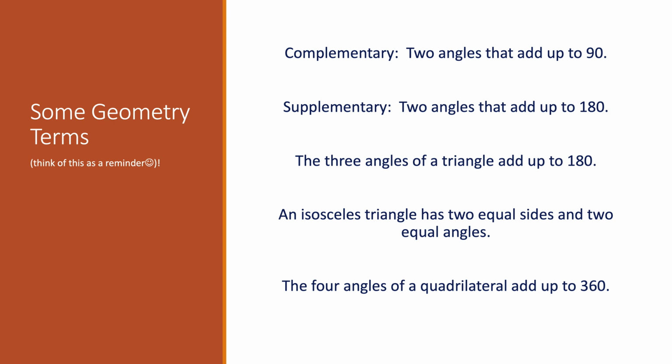The three angles of a triangle always add up to 180 degrees. An isosceles triangle has two equal sides and two equal angles, okay? It comes from the Greek word iso, meaning same. Scalis is like scale, so same scale, two sides are the same. And last but not least, the four angles of a quadrilateral always add up to 360. Okay. If there's any of these that for any reason you don't remember, write them down real quick, or screenshot the page, but make it a point to remember these things.